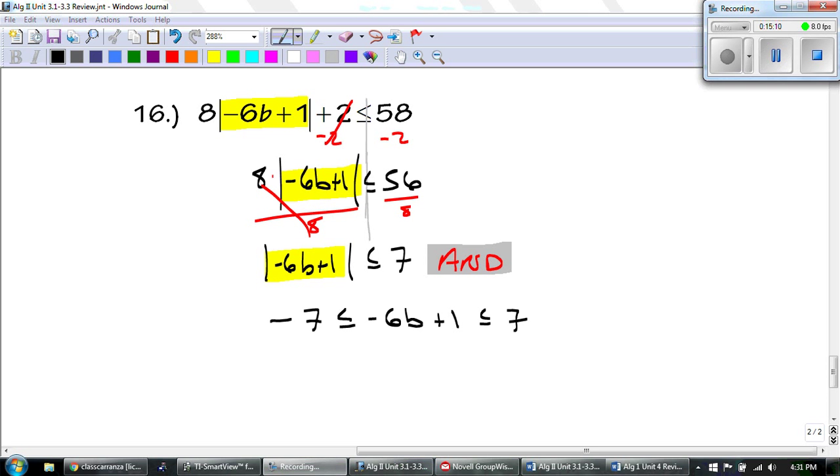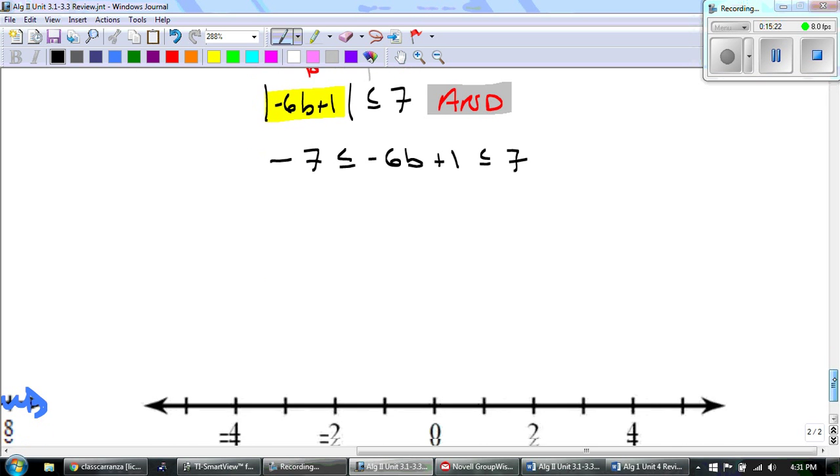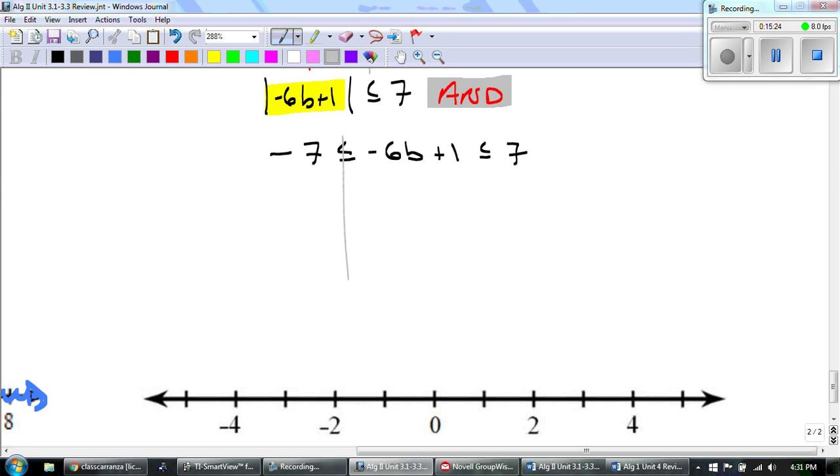Okay, so we had to subtract 2 and then divide by 8. The absolute value of negative 6b plus 1 is less than or equal to 7. So it is an AND inequality. Let's go through and solve. You had to subtract 1. Remember to do it to all three sides. We get negative 8 is less than or equal to negative 6b, which is less than or equal to 6.